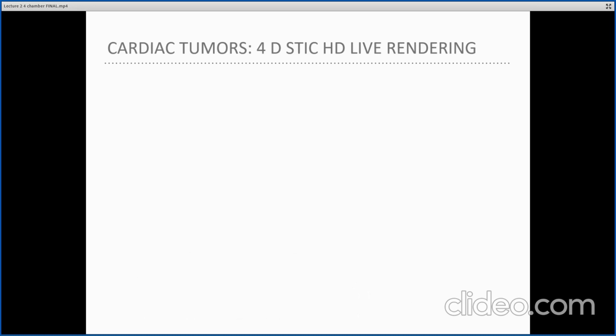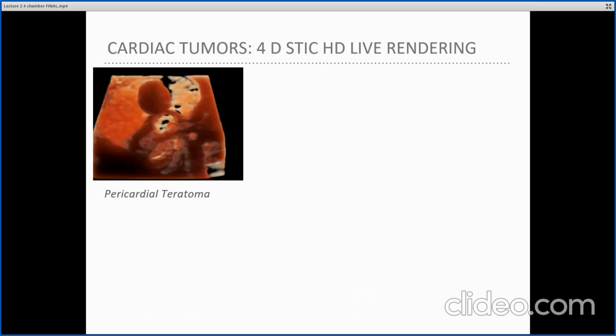Now, 4D rendering of tumors. This is a tumor which is seen on the surface of the heart, on the pericardial surface. It's a large tumor, and this is an example of a pericardial teratoma. This is often associated with significant pericardial effusions also.